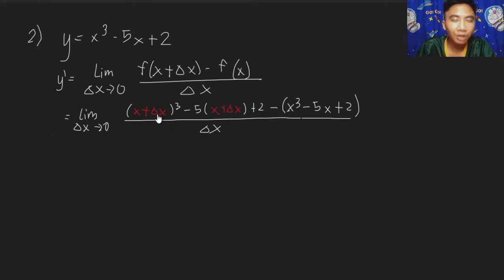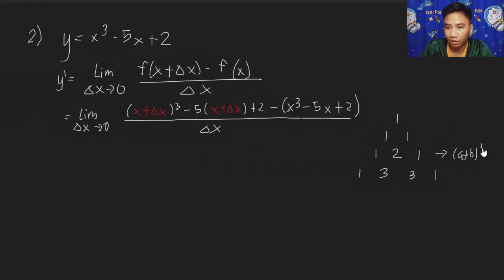So, paano ito i-expand? Madali lang, gagawa lang tayo ng Pascal's triangle. So, 1, 1, 1, 1, 2, 1, 1, 3, 3, 1. Yan, okay na yan. So, this is for quadratic, a plus b squared. And this is for a plus b cubed.